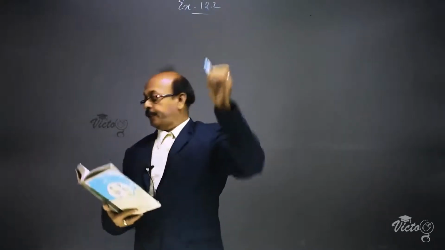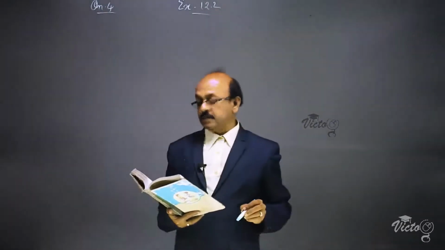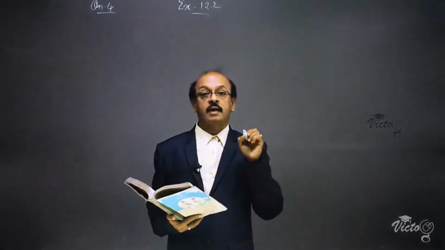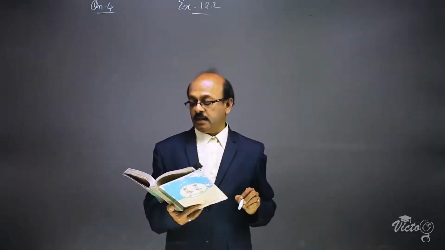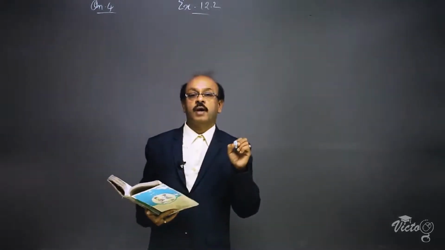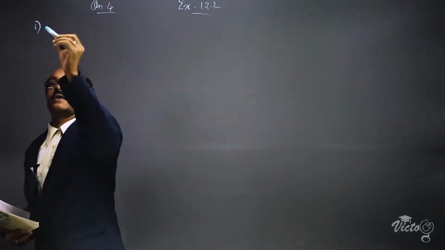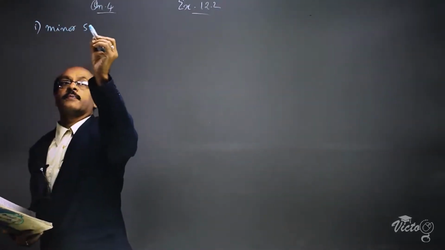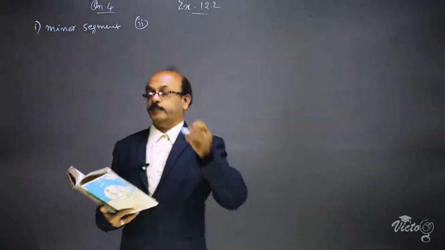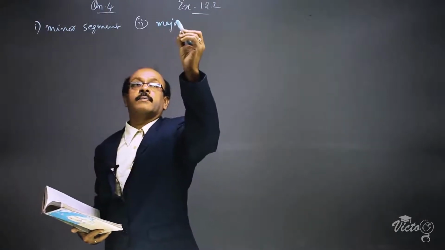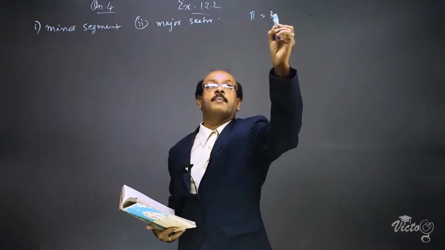Exercise 12.2, question number 4. A chord of a circle of radius 10 centimeter subtends a right angle at the center. Find the area of the corresponding minor segment and then the major sector. We have to find two areas. First one is the minor segment. Then the second one is the major sector. We have to use the value of pi as 3.14.